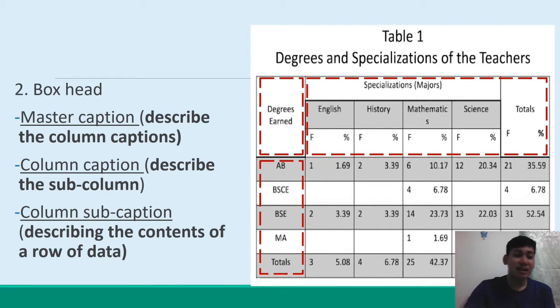Then, sa box head, nahati naman sa tatlo. So, we have the master caption, describe the column caption. So, ito yun. Ito ang pinakang taas. Then, column caption, describe the sub-column. So, ito yun. Itong part na to. Then, column subcaption, describing the contents of a row of data. So, ito yon.